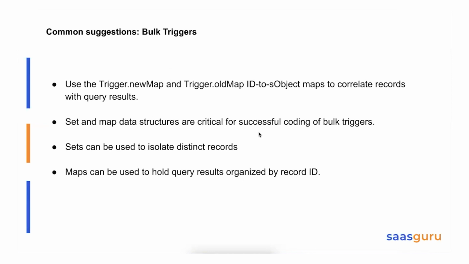Like if you are using set for holding the unique records, if you are using map for holding the key value pairs, maybe I need email and corresponding record ID for that email. Assumption is unique email per unique record, means one contact has unique email. Then I can create the map of email to contact, and that will help me in the bulk triggers.